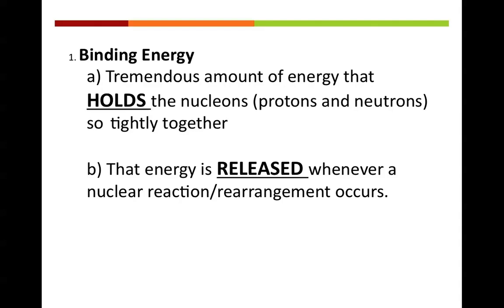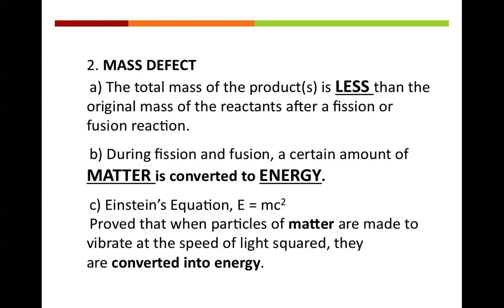One thing is something called binding energy. We have a tremendous amount of energy that actually has to hold all those nucleons tightly together. When we change or rearrange the nuclei, that energy is released and is a huge amount of energy. Which is one of the parts of these fission and fusion reactions giving off the amount of energy that they do.